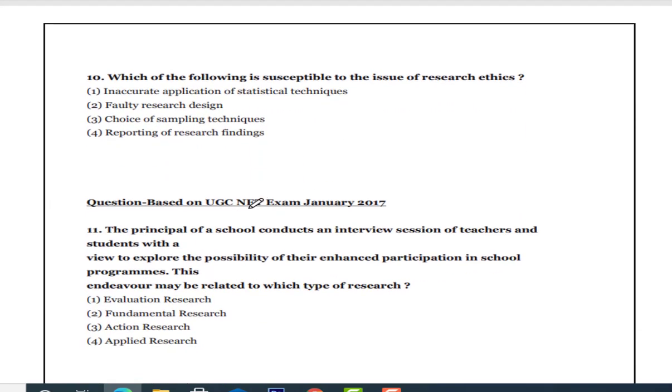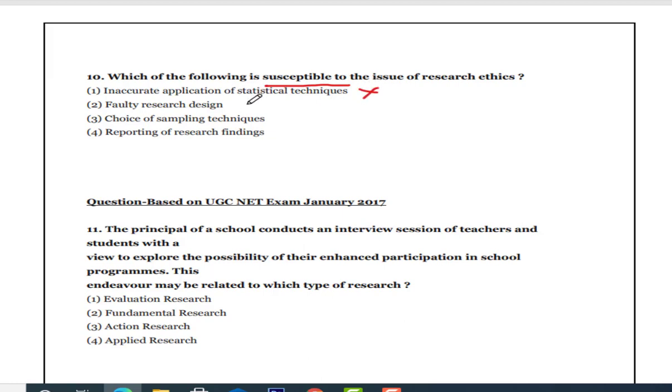The next one: which of the following is susceptible to the issue of research ethics? Susceptible, where the doubt arises, is at the time of reporting. It is not about the inaccurate application of statistics, faulty research design, or choice of sampling technique. It is at the time of reporting of research findings. Susceptible to the issue of research ethics is reporting of research findings. So while you are submitting your report, at that time the suspicion will arise.